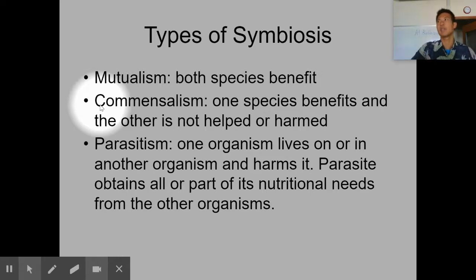Example of this can be sharks. Sharks swim, and then you see the remora fish. They swim next to the shark, and they have this suction cup head, and they suck onto the underside of the shark. So basically, the remora doesn't do anything for the shark. So the shark is unaffected, maybe even annoyed.